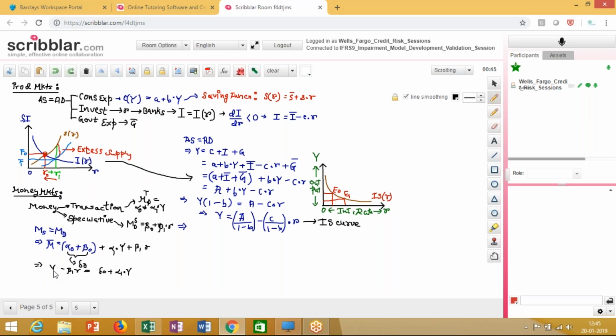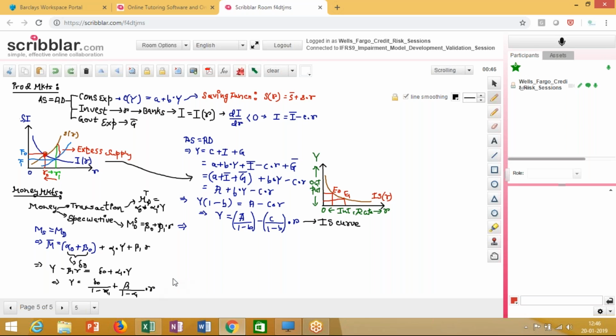So now, if you have a look into this, I can tell you that this y is positively related to r, because it is delta 0 by 1 minus alpha 1, plus beta 1 by 1 minus alpha 1, into r. So in the money market, the R and the Y are positively related.